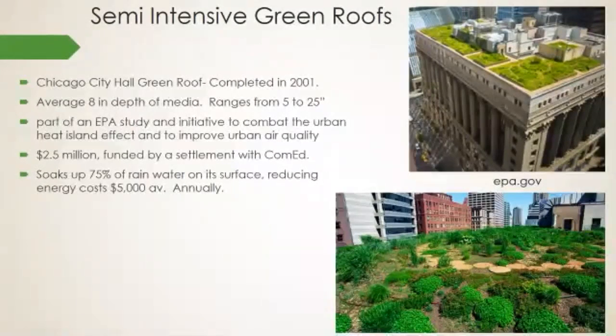And then let's look at the semi-intensive green roof. This is going to include a range from extensive all the way to intensive. And this is the Chicago City Hall green roof. It's one of their standout green roofs, one of their earlier green roofs, completed in 2001. Planning started in 1999, I think. The average depth is 8 inches of medium, but it ranges from 5 to 25 inches at the deepest part of it.